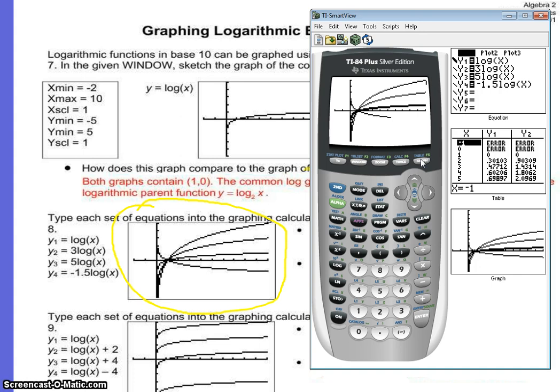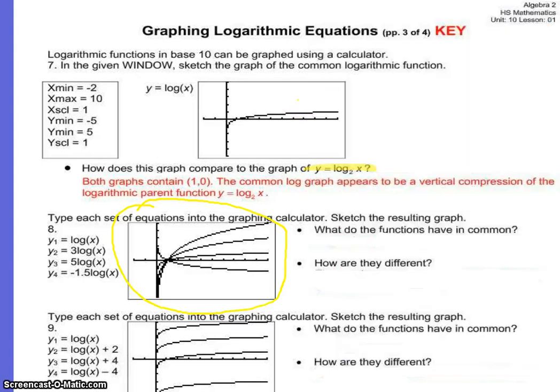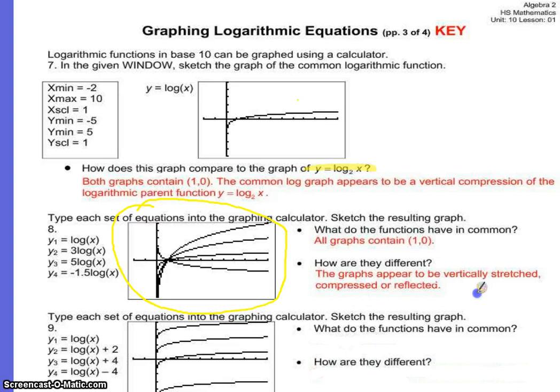And what do I notice all these graphs have in common right here? They all go through that (0, 1). They all have that common point. But they all appear to be vertically stretched, compressed, or reflected. So that's what you're going to put right here. They all contain (0, 1), but they all appear to be vertically stretched, compressed, or reflected.